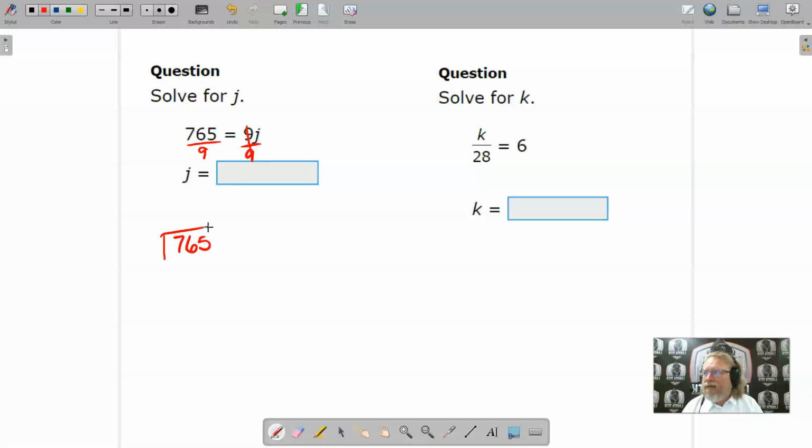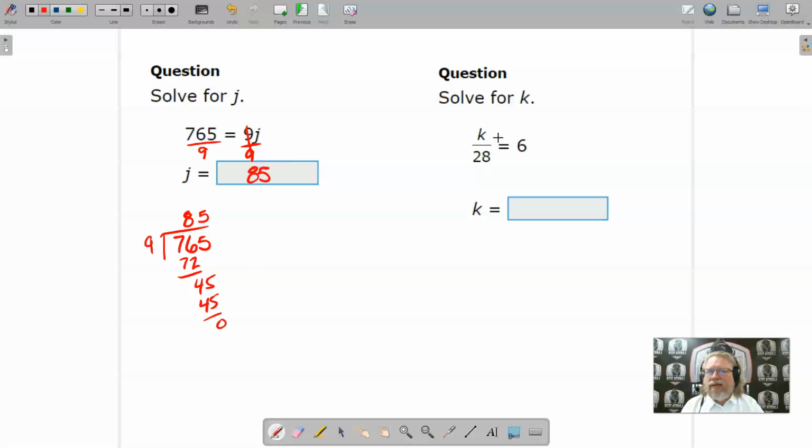And now I need 765 divided by 9. 9 will go into 76 8 times. That'll give us 72. And then bring down the 4 and the 5, and 9 goes into 45 5 times, and that's 45. And we're now at 0, so we're done. So it is 85.